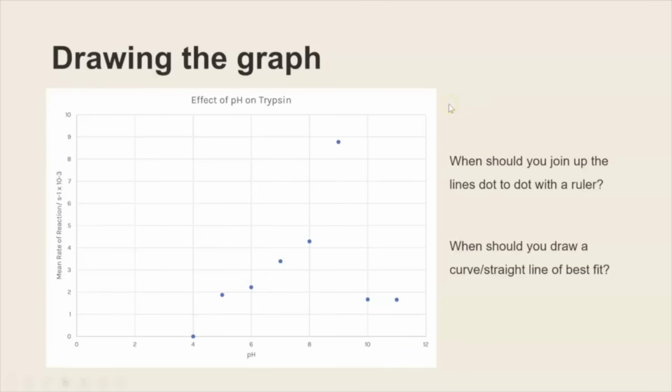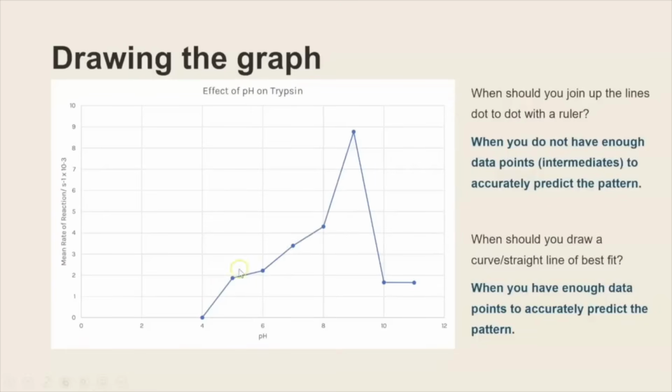So the way to work this out is if you do not have very many data points, it's unlikely that you have enough intermediate points to accurately predict a pattern to therefore use a best fit line. So if you have fewer than 10 data points, it should be dot to dot. And even if you have more, if you don't have a really clear outline of the curve or straight line, then you should still go dot to dot.